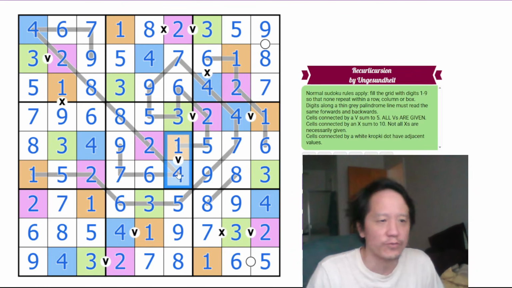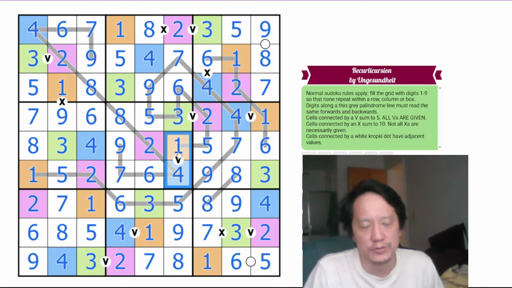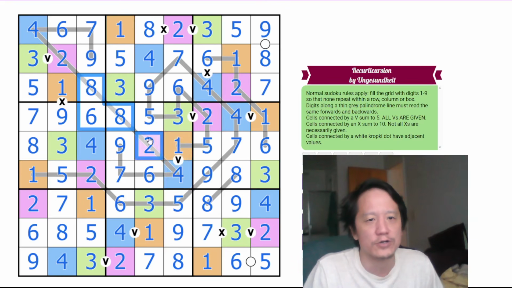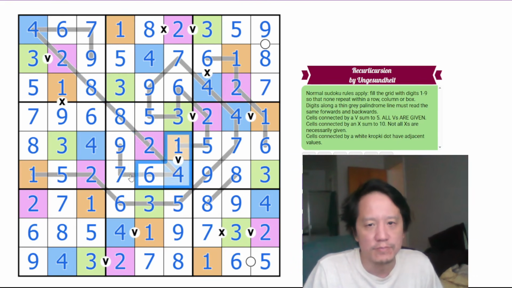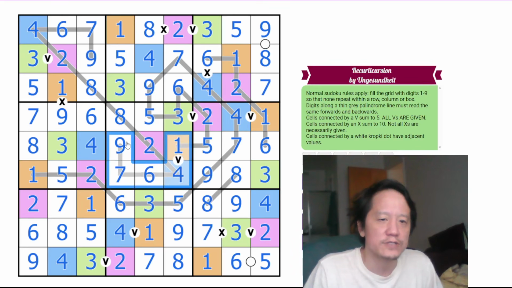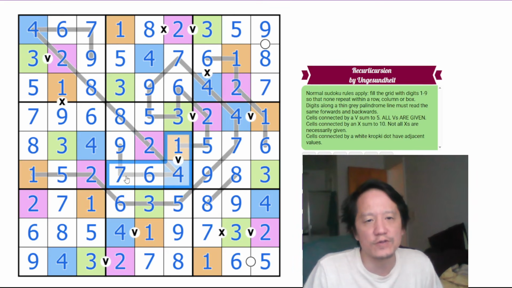It's very easy for me, but that's because I've done these puzzles a lot. I've done palindrome and XV puzzles a lot. So I would not consider this very easy, but hopefully I gave you some ideas on how to essentially approach this type of puzzle.